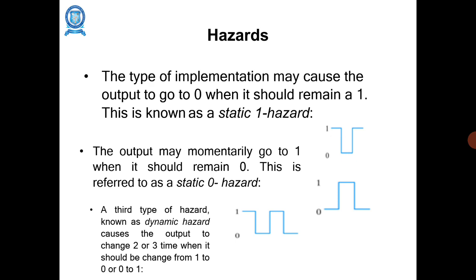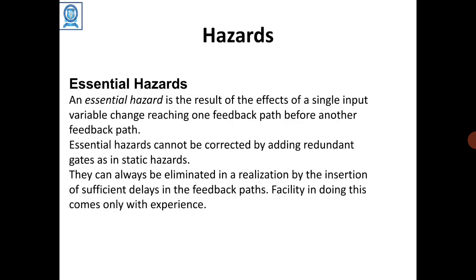See the diagram. In this diagram, one pulse is there. In this pulse, the top is the value 1, and the low is 0. The output may momentarily go to 1 when it should remain 0. This is referred to as a static 0 hazard. That is, it starts from 0 but momentarily becomes 1. So this is called a static 0 hazard. There is also another type of hazard, called a dynamic hazard. This causes the output to change two or three times when it changes from 1 to 0 or 0 to 1. This is called a dynamic hazard.